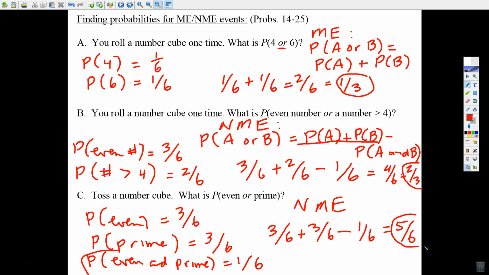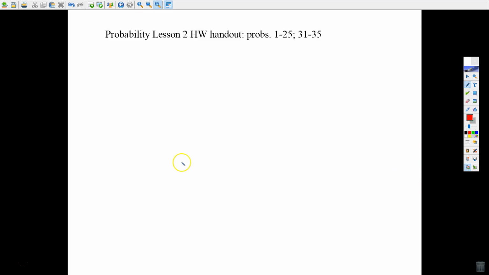Dependent, independent, mutually exclusive, not mutually exclusive. That's the focus of today's lesson. So I think I've given you enough examples. Your homework handout is on Moodle, just like last night. It's ready for you. If you don't have your device, I'm going to project it up on the board so you can see it up here as well. So we're going to take the rest of the class time and see how much of this we can get finished.